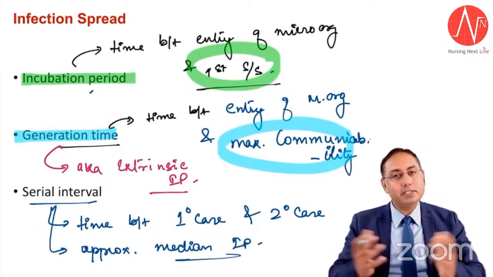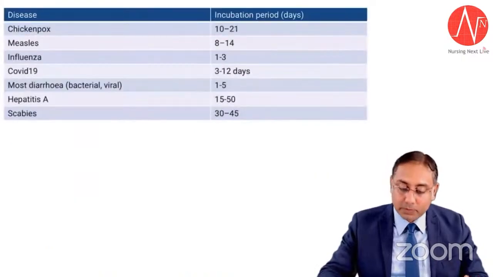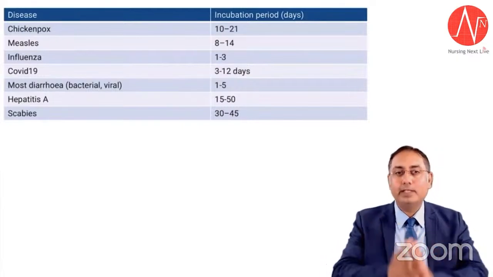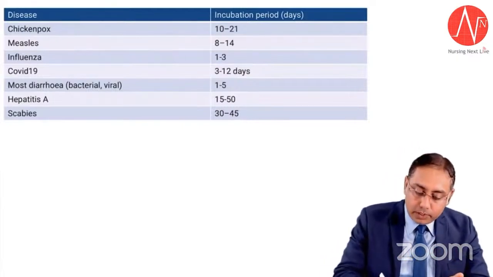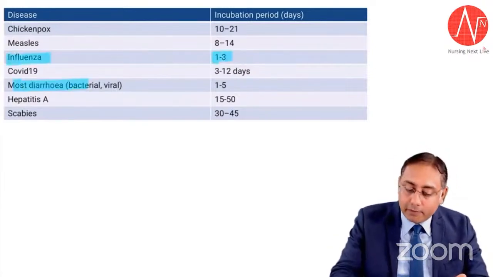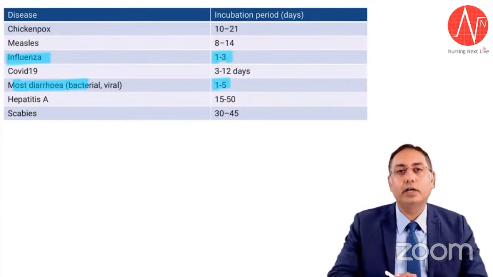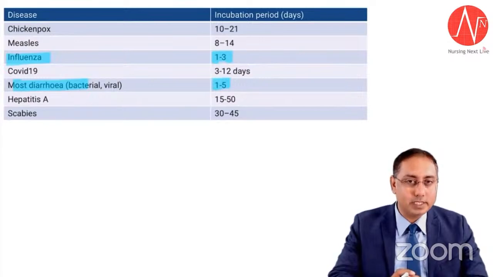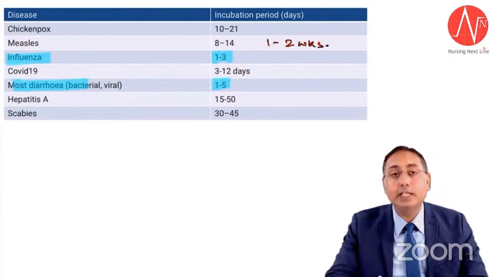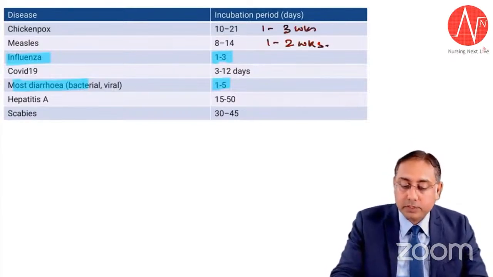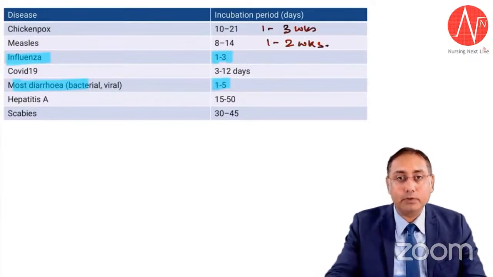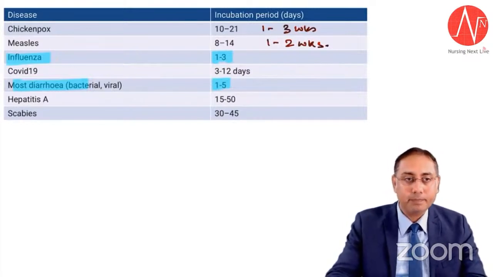Incubation period, generation time, and serial interval are directly asked MCQs. In your MCQ exams, you are sometimes asked about various incubation periods. Grossly, you should know that diseases like diarrhea and respiratory diseases like influenza or flu have a very short incubation period. Measles, mumps, rubella type of diseases have roughly 1 to 2 weeks of incubation period. Chickenpox has 1 to 3 weeks. Mumps specifically has 2 to 3 weeks, and rubella has 2 to 3 weeks.